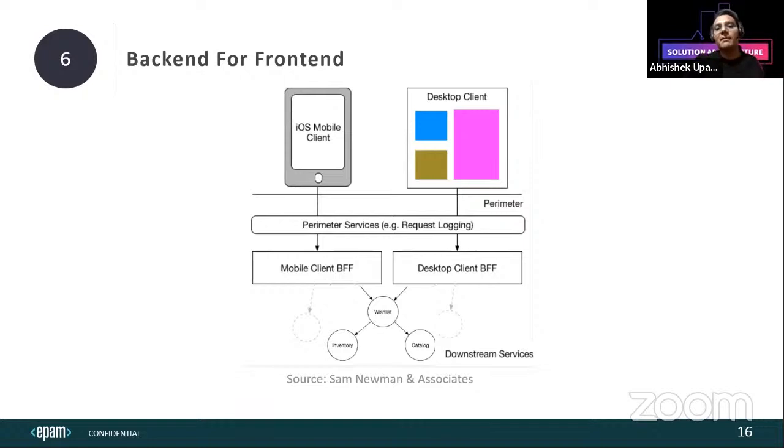So the mobile application might need less data or some other data, whereas the desktop application might need some other kind of data. Also, the authentication will be separate for mobile and desktop. Session will be separate for mobile and desktop. So there will be things which will be different, and that's why it's recommended to have a separate backend for mobile and a separate one for online, and a separate one for any kind of new channel that comes in.